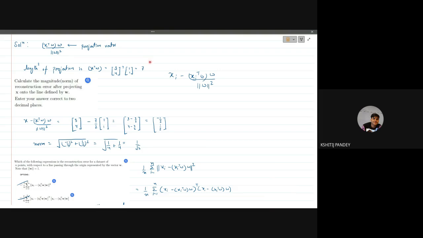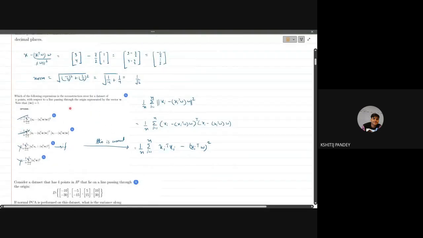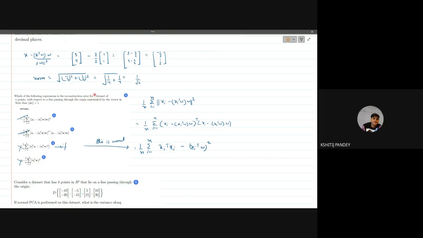In the next question, we have to find which of these expressions is the reconstruction error for a data set of n data points with respect to a line passing through the origin, and the line is represented by a w vector which has norm equal to 1. This is the average reconstruction error, so it's simply 1 by n summation i from 1 to n, norm of xi minus xi transpose w into w, and we are not dividing by norm square of w here because its norm is equal to 1. This is the first expression, and this is the same as the first option.